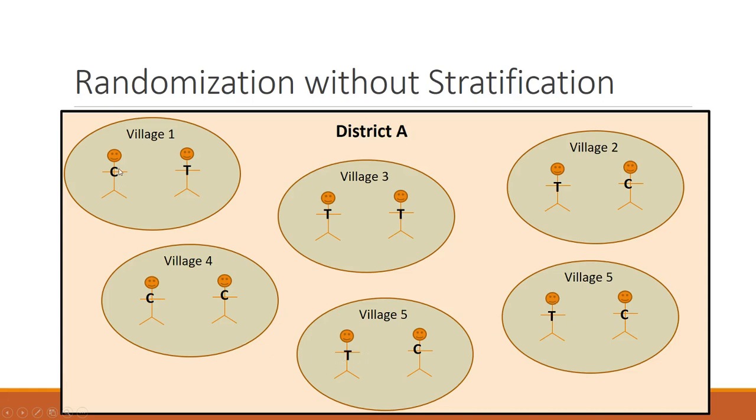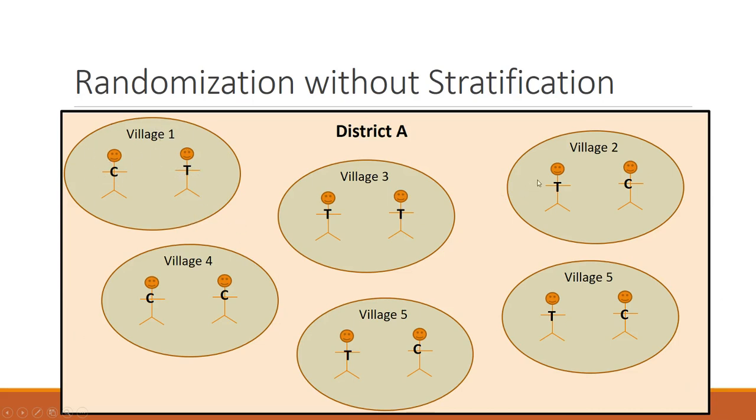And then the C farmers are going to get the control. So this is our randomization. We've just randomly picked who gets the treatment and who gets the control. You'll notice that in some of the villages, you're going to have treatment and control individuals.